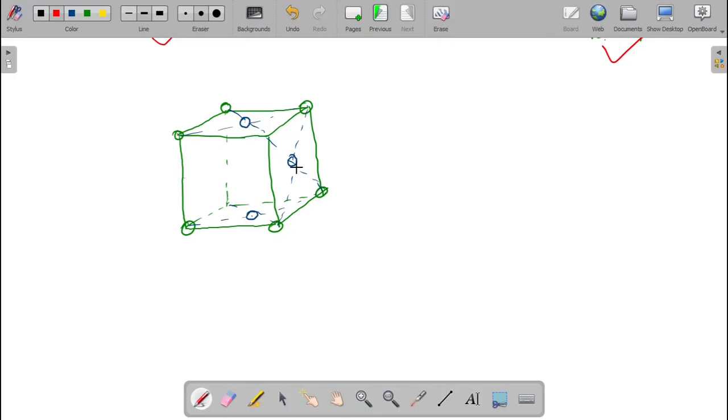Then what you have to see is that you extend this lattice, because lattice is a part of the crystal, and a crystal is an extended structure of the unit cell. So you repeat several unit cells and then you get a crystal structure.